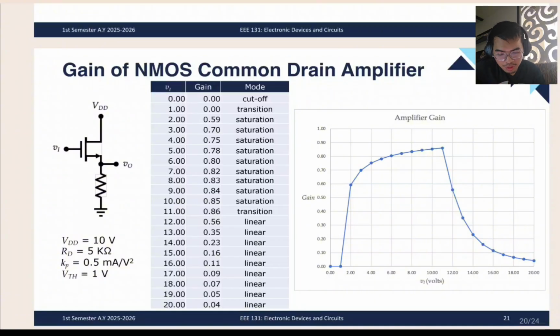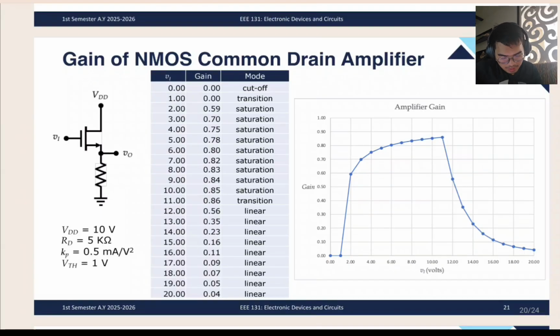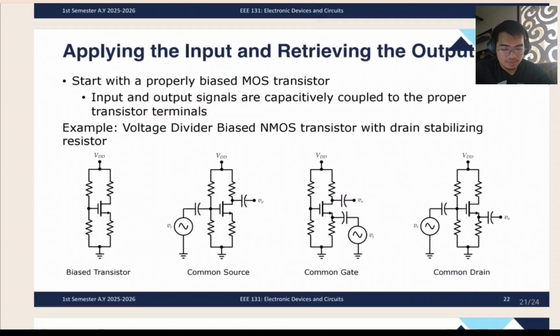For the common drain, it's a different story. The gain of the MOSFET is quite small, such that we don't quite actually approach one. But that is actually the goal, to just somehow approach one. In this case, it's going to be less than one even. Okay, and for here, this is going to be the gain at the linear region.